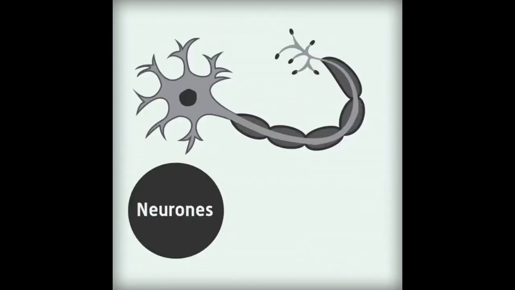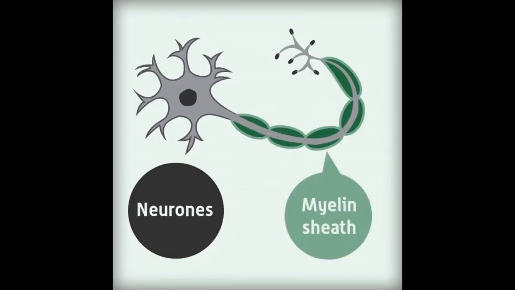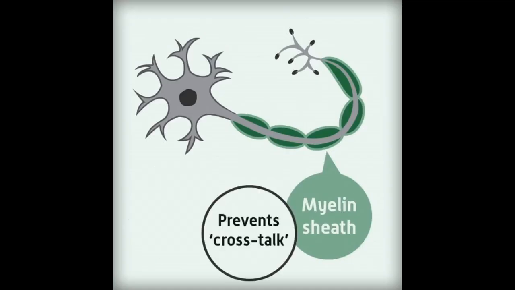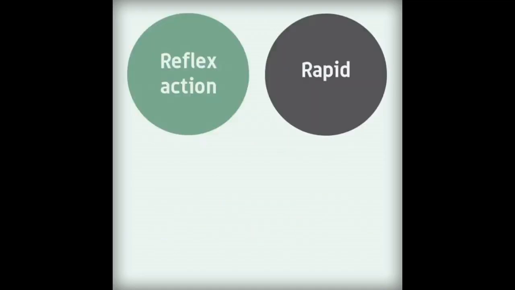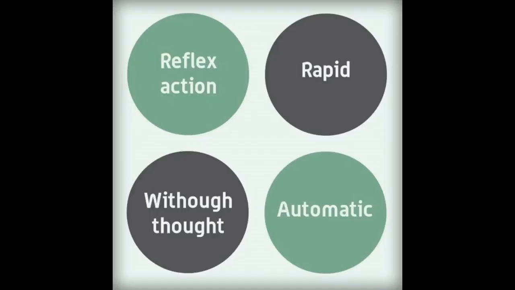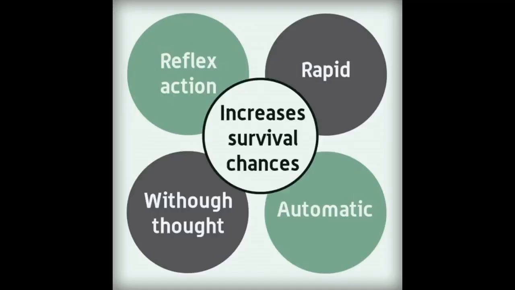Most neurons have other special features to improve the rapid response. They are covered by a layer of fatty insulation called a myelin sheath. This insulation prevents crosstalk from different neurons, which could result in incorrect impulses being generated. The insulation also allows the electrical impulses to pass along the neuron in little hops, so the signals travel along the neuron faster. The whole process of a reflex action is rapid, automatic, and without thought. It increases the survival chances of the individual.